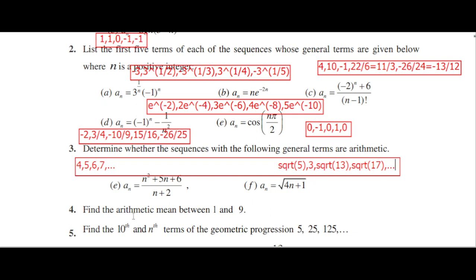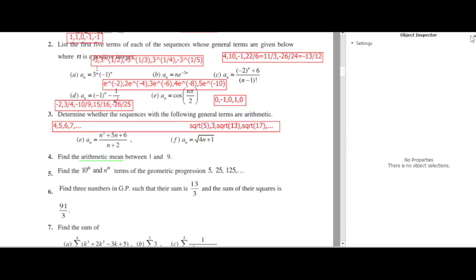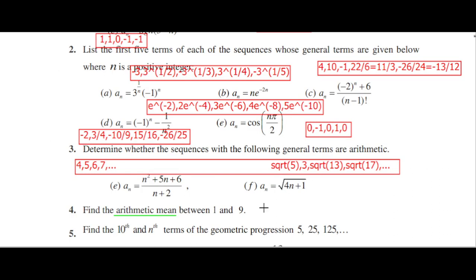Let's go to question number 4. Find the arithmetic mean between 1 and 9. To compute an arithmetic mean, we simply take the average of these two numbers. M is equal to 1 plus 9 divided by 2. 1 plus 9 is 10, 10 over 2 is 5. This is the arithmetic mean between these two numbers.